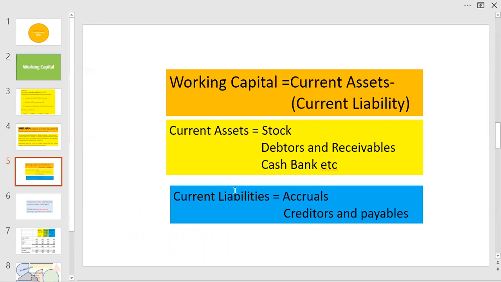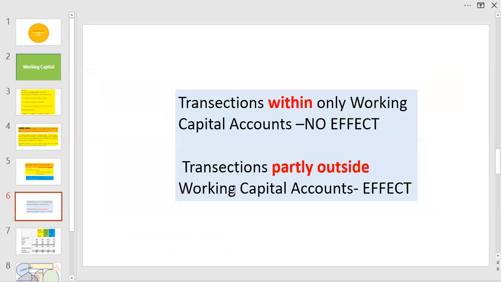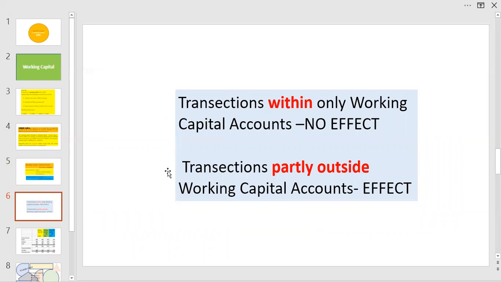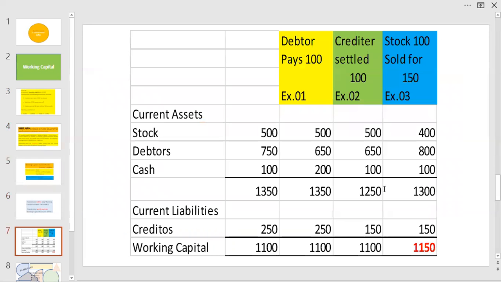Further, if a transaction takes place within the working capital accounts, that is current assets and current liabilities, that will make no changes in the working capital. If only a part of the transaction is in the working capital accounts and the other is elsewhere, then it will definitely affect the working capital. To see further, look at this extract of the balance sheet where current assets are given, current liabilities are given. The difference between these two is working capital.